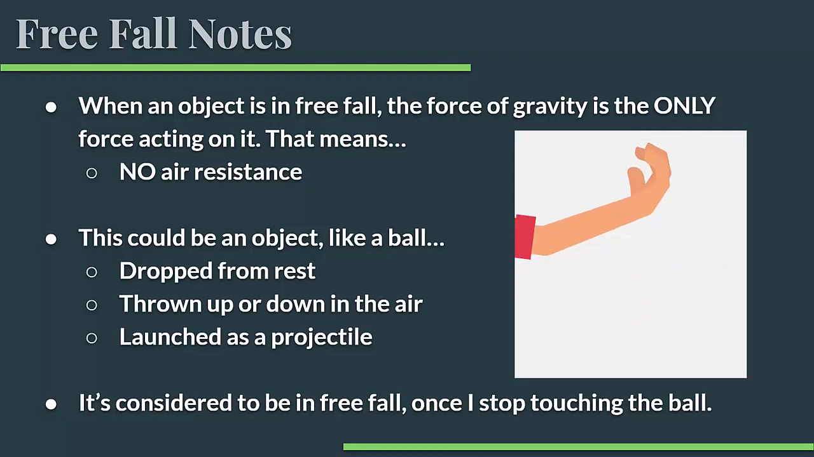So an object in free fall could be an object like a ball. It could be a ball dropped from rest. It could be a ball that is thrown up or down in the air. It could be a ball that's been launched like a projectile. It doesn't have to be a ball, but it has to be an object that is no longer being affected by any forces other than gravity.